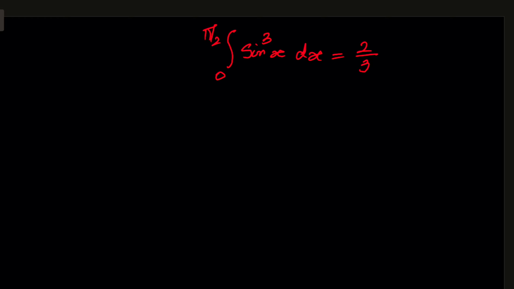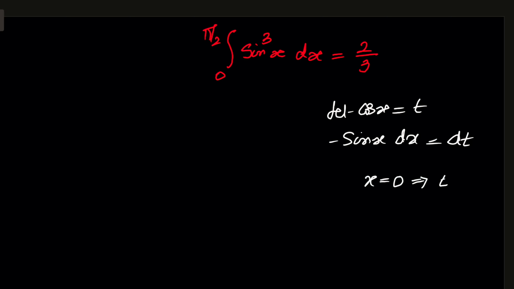So we will take cos x equals to t. Let cos x equals to t, then minus sine x dx equals to dt. Now let's change the boundaries. X equals to 0, that means t equals to 1. X equals to pi by 2, that means t equals to cos pi by 2, which is 0. So this became now 1 to 0.